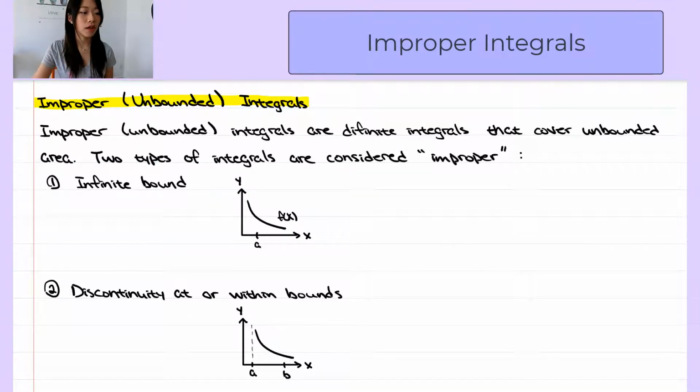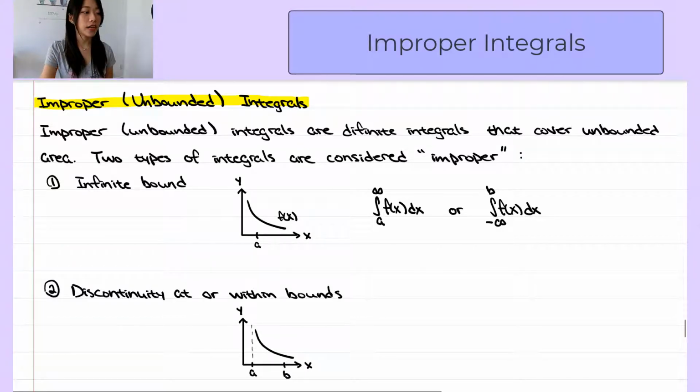That is in the form of the integral of f of x evaluated from a to infinity, or the integral of f of x evaluated from negative infinity to b. Here on the graph, I showed an example of the first, the integral of f of x evaluated from a to infinity. That is, you want to find the area under the curve f of x from a to infinity.